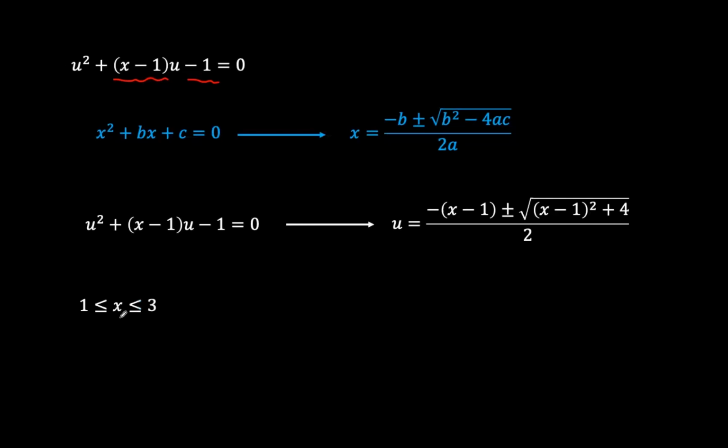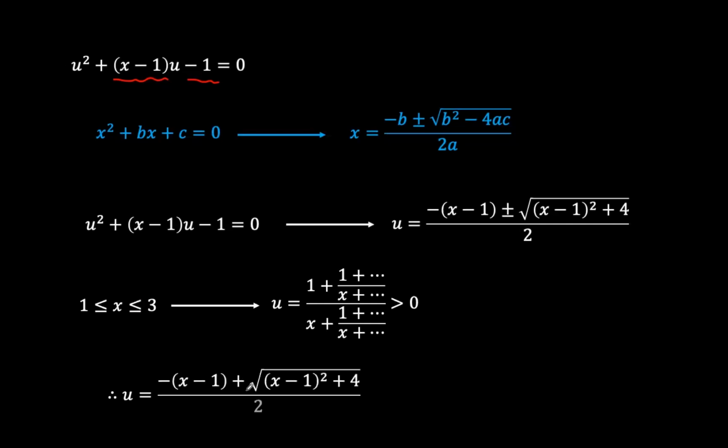So in the interval where x is between 1 and 3, we know that since x is positive for all this domain, u must be greater than 0. And looking at these answers, there's only one option that is greater than 0, and that is negative x minus 1 plus the square root of x minus 1 squared plus 4. Because at x equals 1, x minus 1 is 0, 0 squared plus 4 is 4, the square root of 4 is 2, and this x minus 1 here is 0. So we have essentially 2 over 2, so we have 1, and that increases.